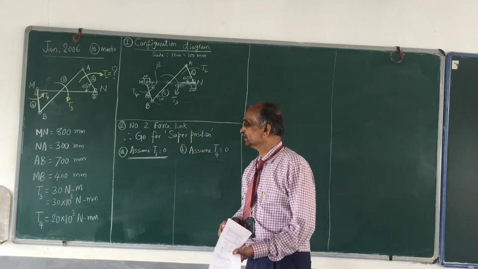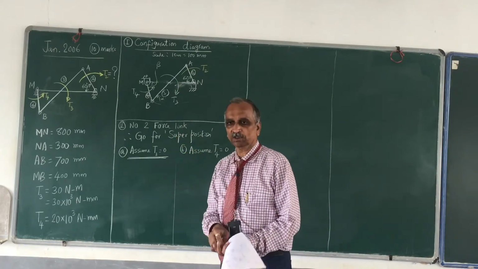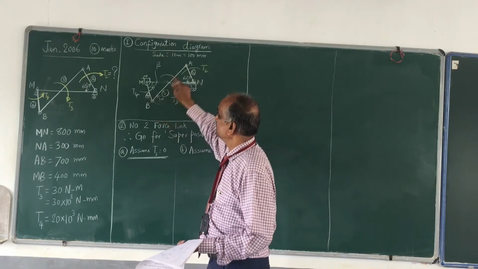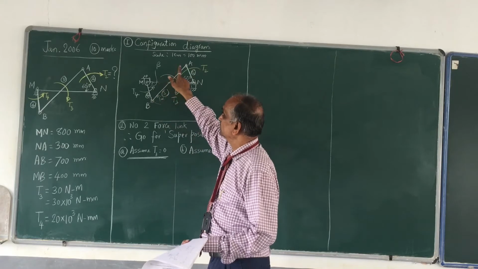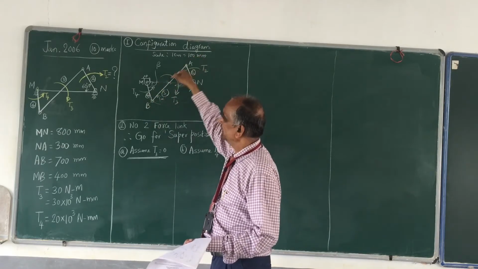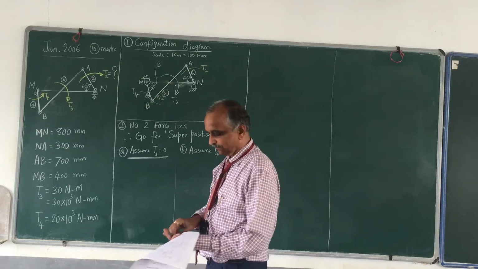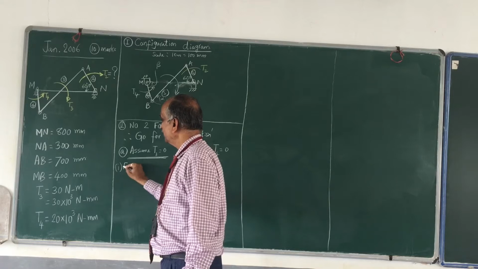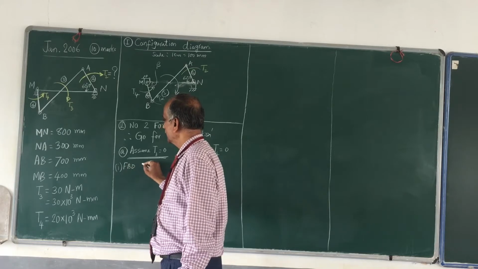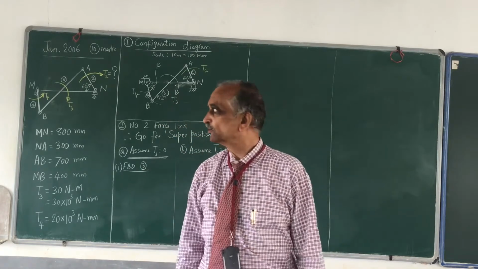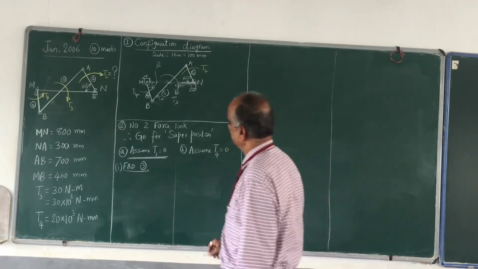Now I shall start with assuming T3 equal to 0. That means link number 3 is not having torque. It is subjected to only two forces, one at A, one at B. So therefore, the first step, draw the free body diagram of what? Free body diagram of link 3. FBD of link number 3. So draw link number 3. How to draw link number 3?